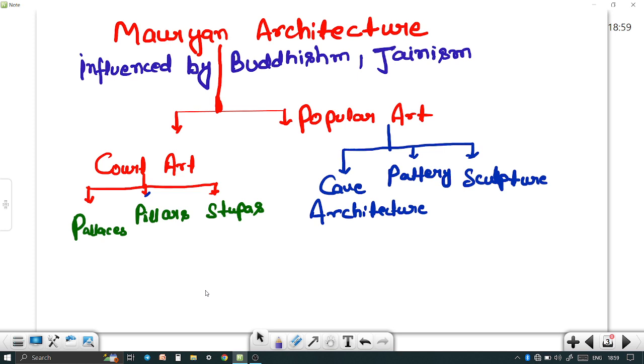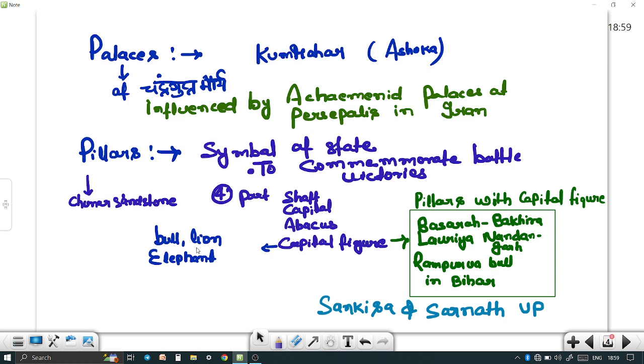Now we will see the pillars. Let me show. Palaces, as I have discussed, are the Kumrahar palace of Ashoka, and the palace of Chandragupta Maurya influenced by the Achaemenid palaces at Persepolis in Iran. While talking about the pillars, they were built as a symbol of the state and to commemorate battle victories, like Ashoka's pillars, where a lot of inscriptions are found. These pillars were made of Chunar sandstone.